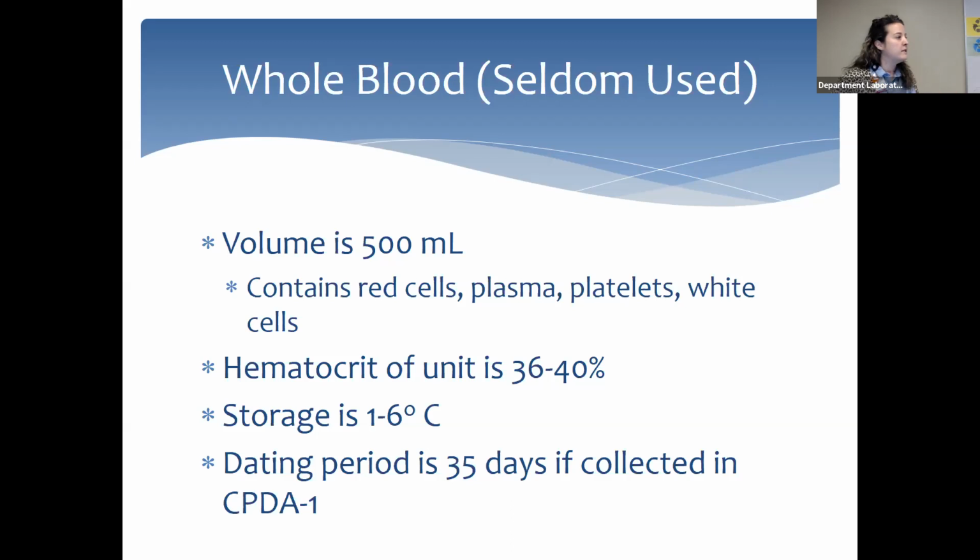All right, so whole blood, typically, you all know a donation is usually about 500 mL. And again, it's going to contain your red cells, your plasma, your platelets, and your white cells. Usually for a whole blood, you have a total hematocrit of anywhere from 36 to 40%. And again, this is stored at refrigeration temperature, 1 to 6.